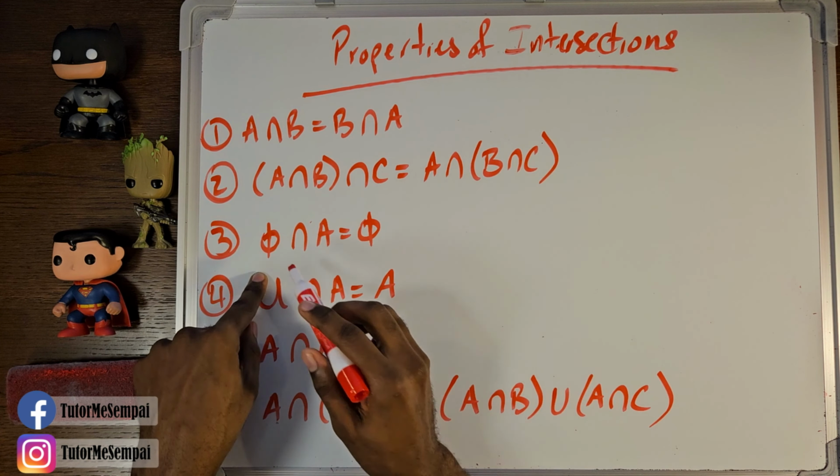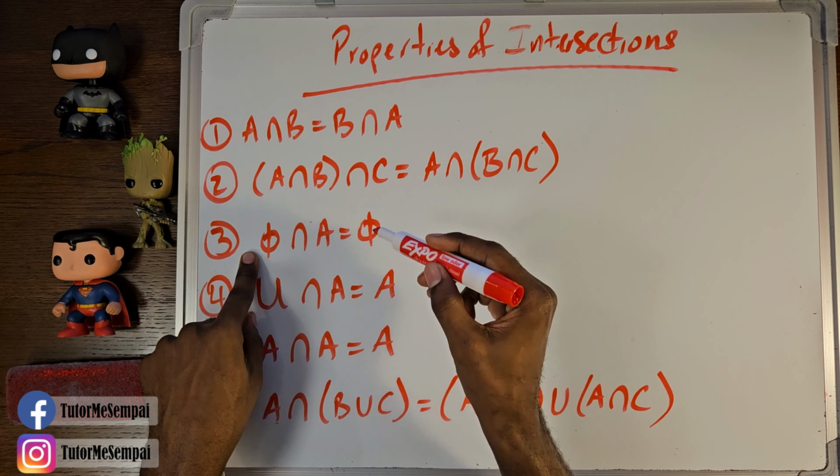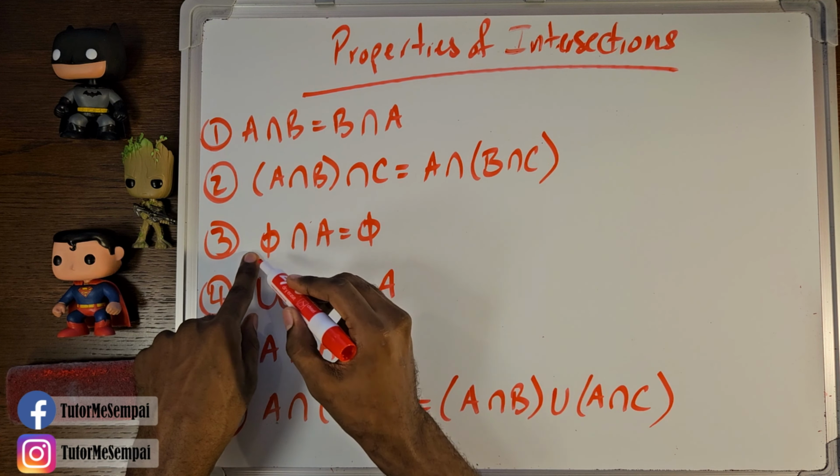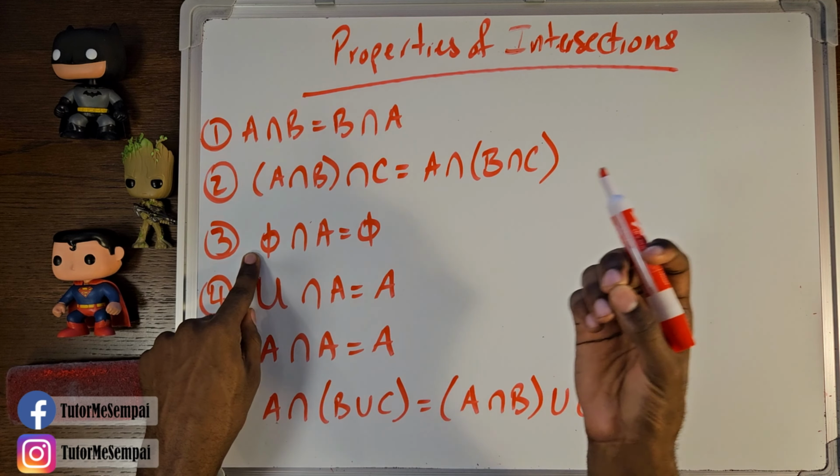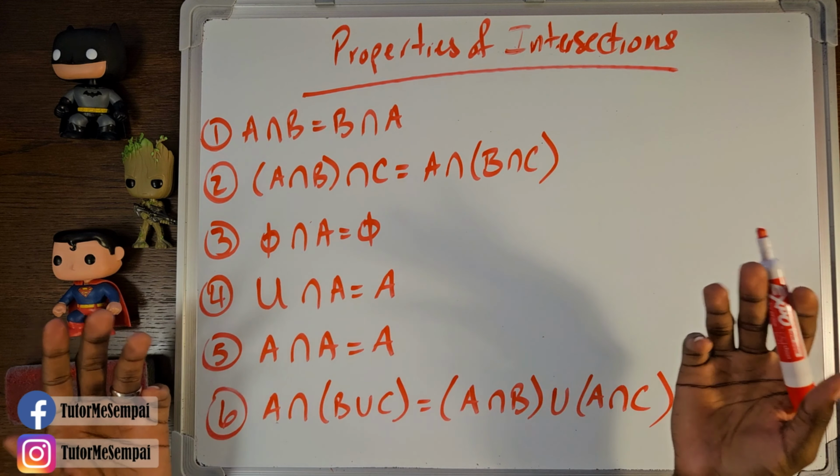If you try to intersect the empty set with anything, you're always going to get the empty set because that has nothing in it. It cannot have anything in common with any set. Let's move on to our fourth one.